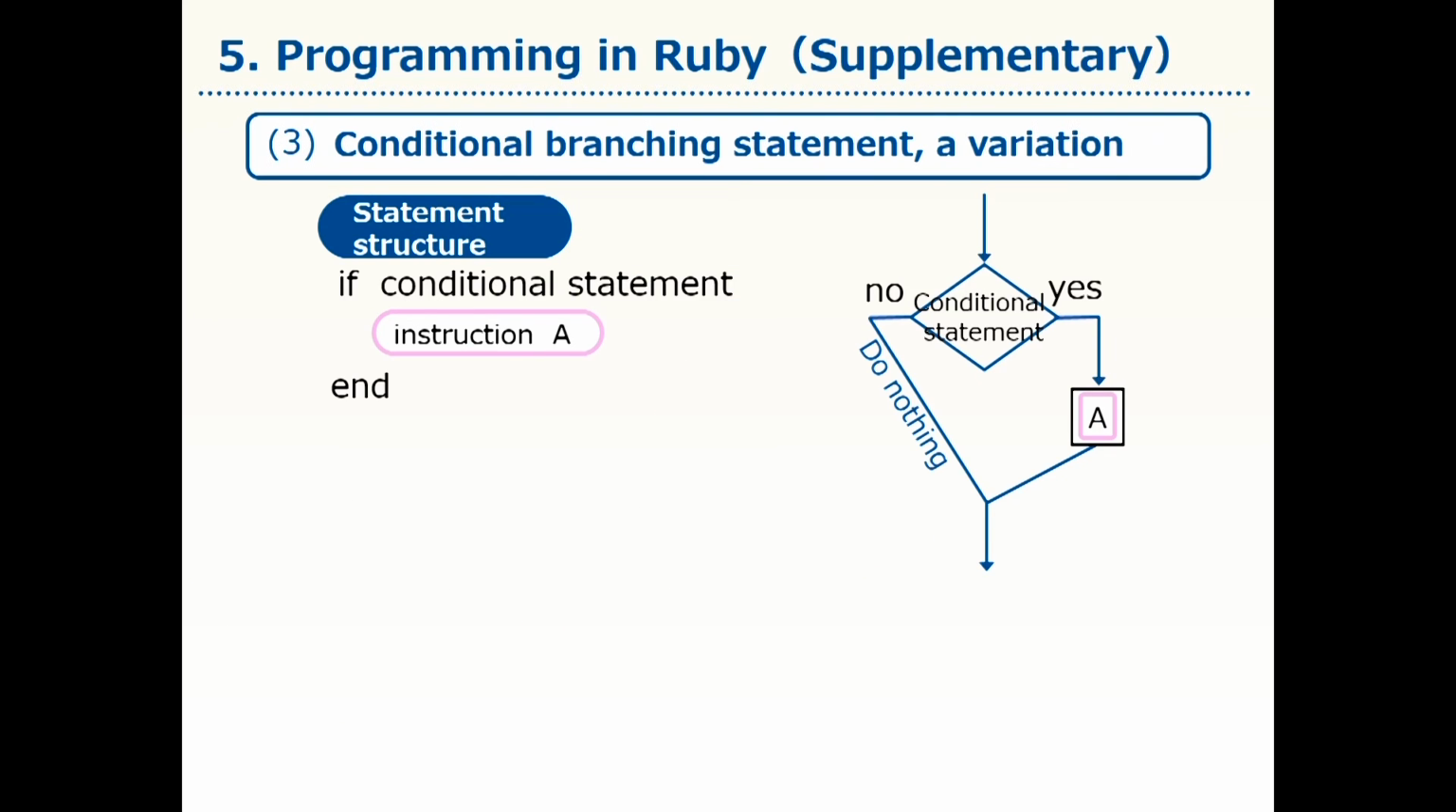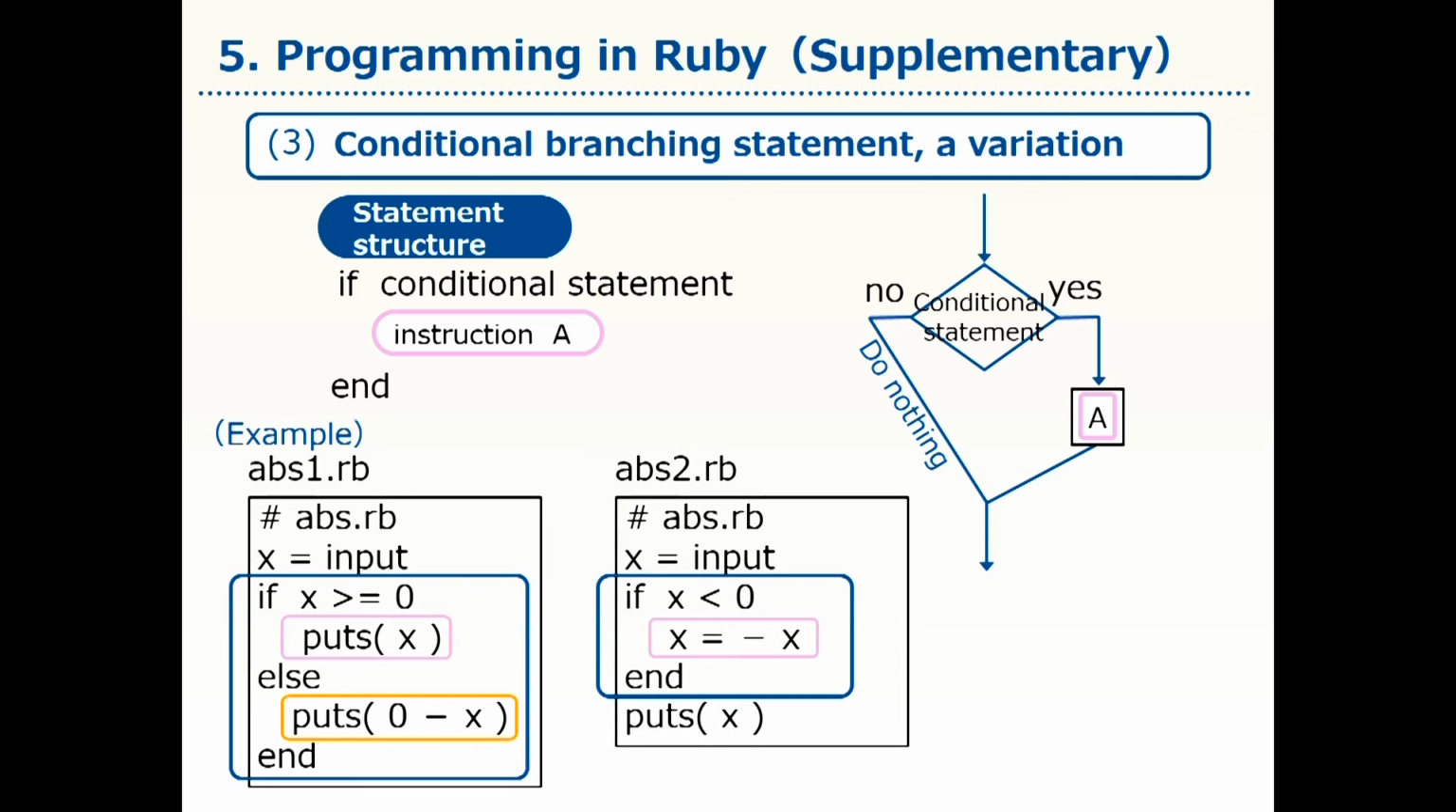A conditional expression has a variation. We may omit what comes after else. In this case, the command statement says to do something when the condition is met. For example, consider these two programs. Actually, they both compute the absolute value of a given number. For example, -3 becomes 3, and 10 becomes 10. If the number is negative, the program computes its absolute value, that is, positive number.